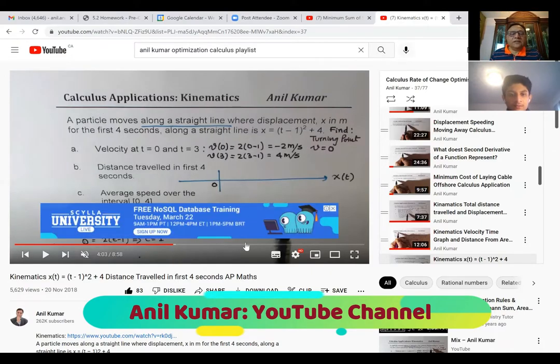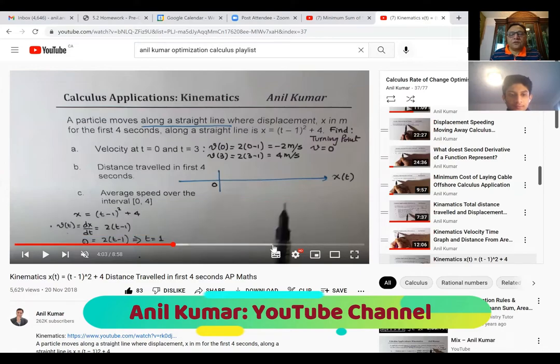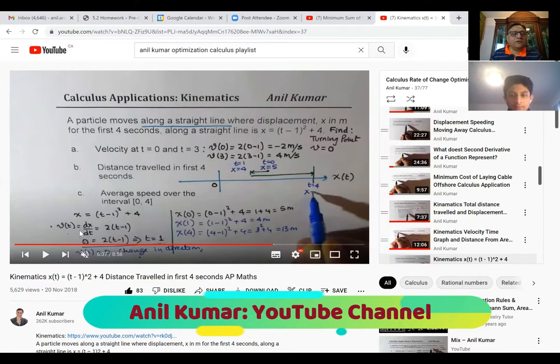Now you can see here, I'll just go to the end to show you. We figure out the velocity. As you can see, we are equating that to 0 to find the turning points. As you see here, the turning point is at t equals 1, right? And at t equals 0, the position is 5. You see that it starts at t equals 0, which means 1 plus 4, 5. So it doesn't start with 0, it starts with 5.